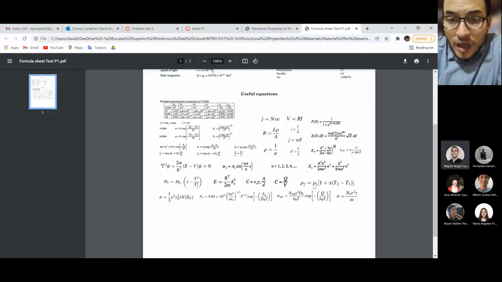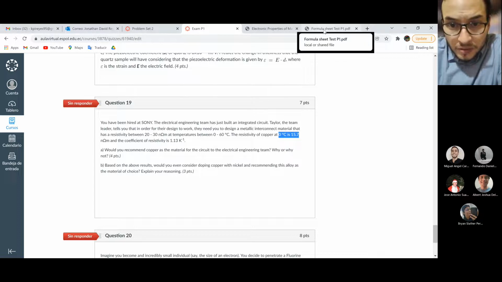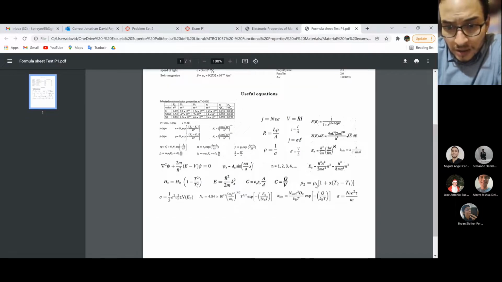This one, right? So I'm given the coefficient, so I'm given alpha. I'm also given the temperature of 0 and 15.7, so I'm given the resistivity, let's say resistivity 1, so rho 1, and T1, right? And then I can get resistivity 2 because I'm given also the temperature 2. So I just solve for resistivity 2.